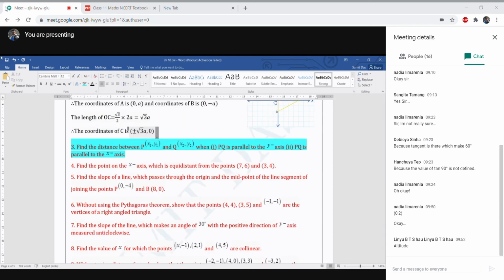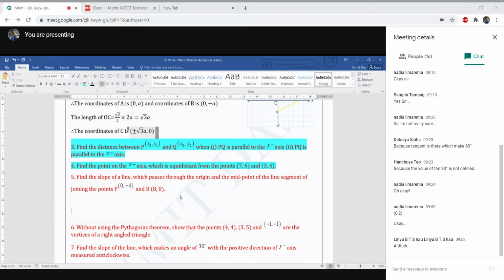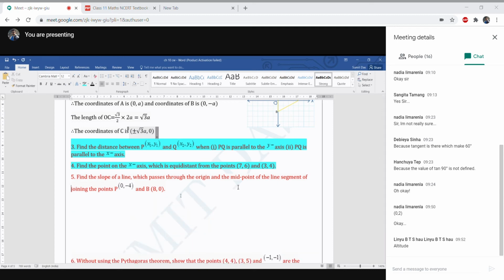Next, question number 4. Find the point on the x-axis which is equidistant from the given points. This is also homework. This is also class 10. Which is equidistant from the y-axis. So next, question number 5 we will do definitely, because this is the new part. Slope.